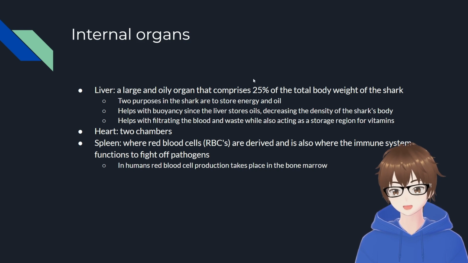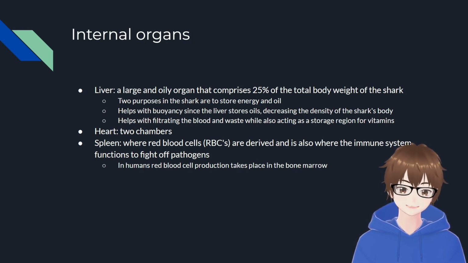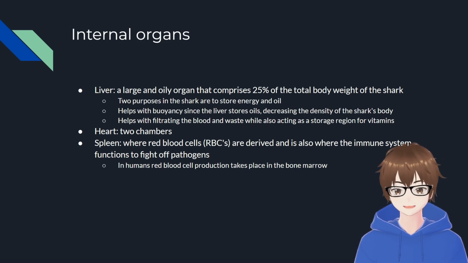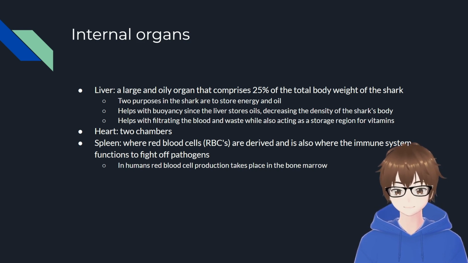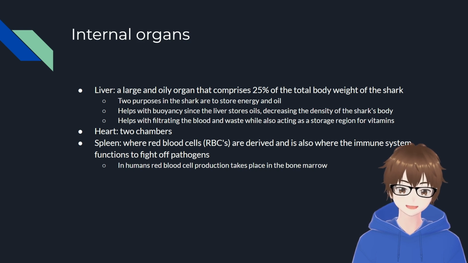So, their internal organs. I'm just going to go over ones that are a little bit different compared to other animals. The liver is the largest. The liver is a large and oily organ that comprises 25% of the total body weight of a shark, and it has 2 main purposes, which are to store energy and to store oil. It helps with buoyancy since the liver stores oils, which decreases the density of the shark's body. It also helps filter the blood and waste while also acting as a storage region for vitamins.